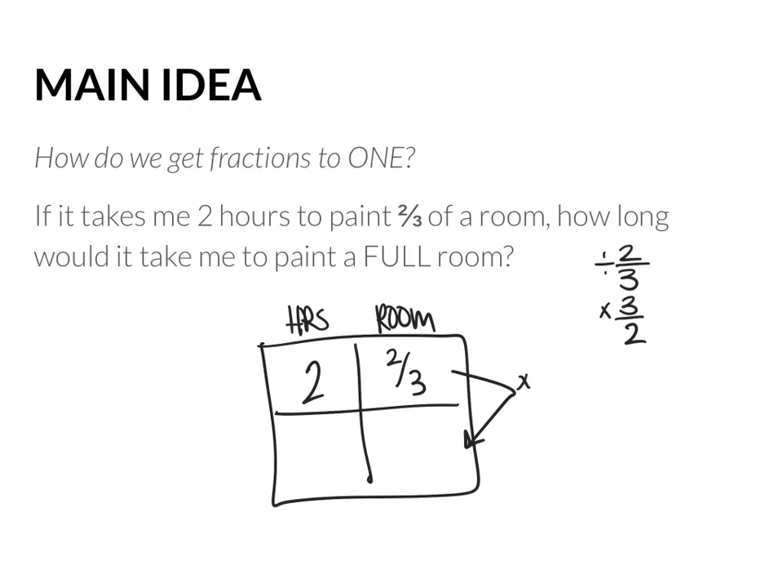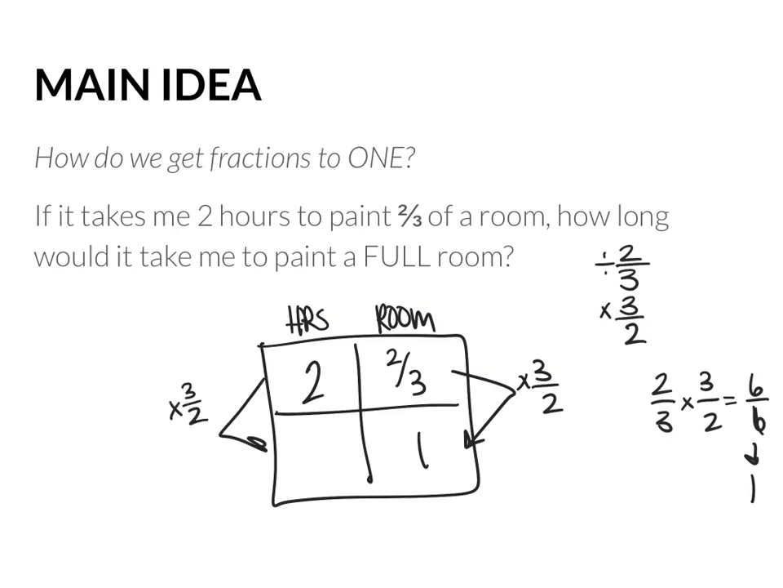So when I multiply the 2/3 by 3 halves, I want you to watch what happens. I end up with 6/6, which is 1. So this gives me one of the rooms. Since I multiplied 3 halves on the right side of my table, I multiply 3 halves on the left side as well. And that gives me 6 halves, which is 3 hours.